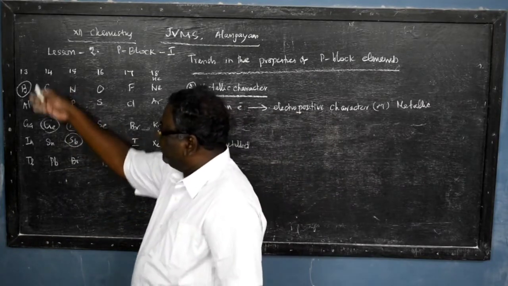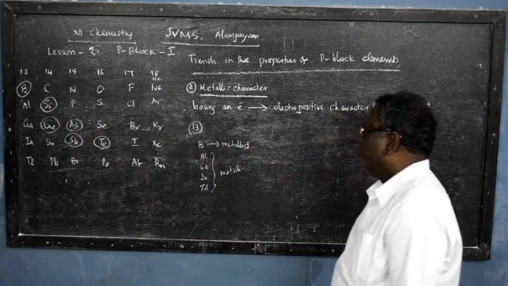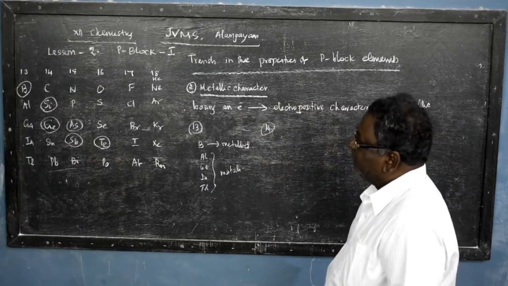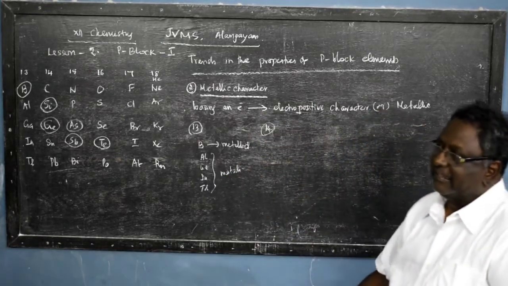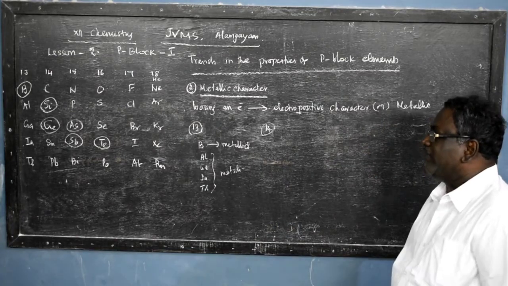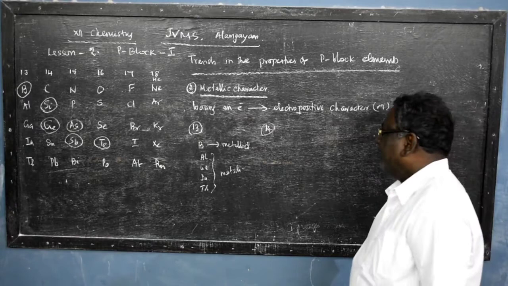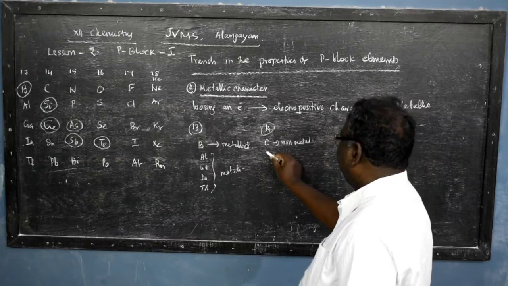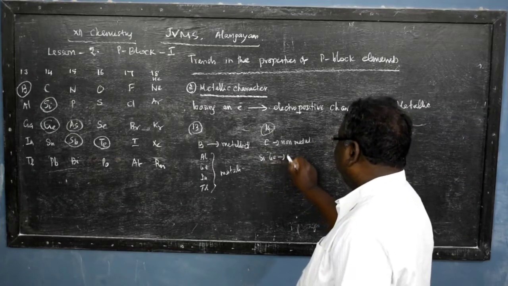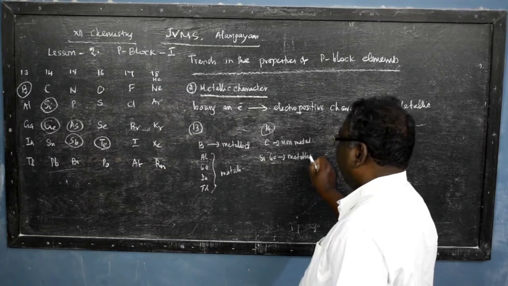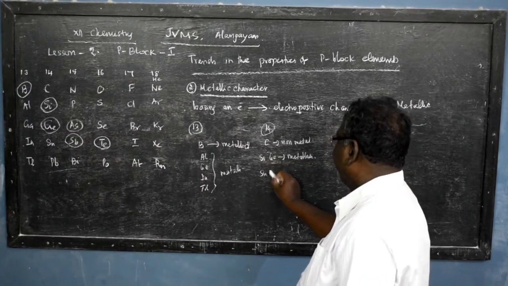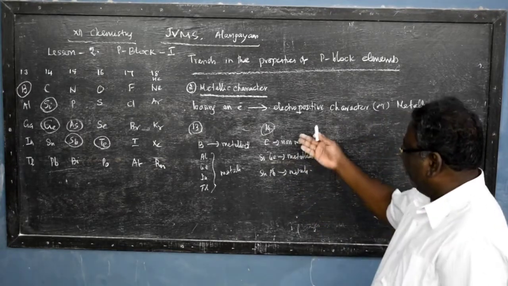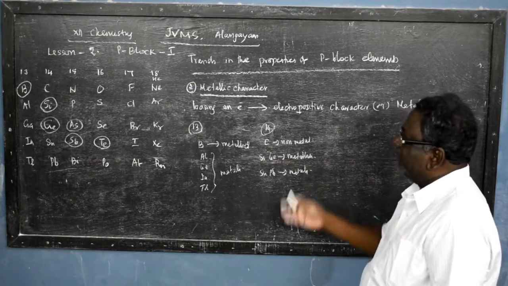The metallic character increases on going down the group. In the 14th group, the metallic character also increases down the group because the atomic size increases and the ability to give the electron also increases. In this group, carbon is a non-metal, silicon and germanium are metalloids, and tin and lead are metals. So first non-metal, then partially metal, then completely metal.